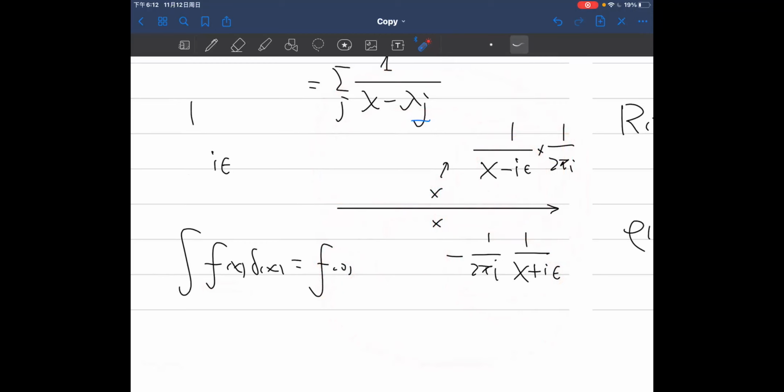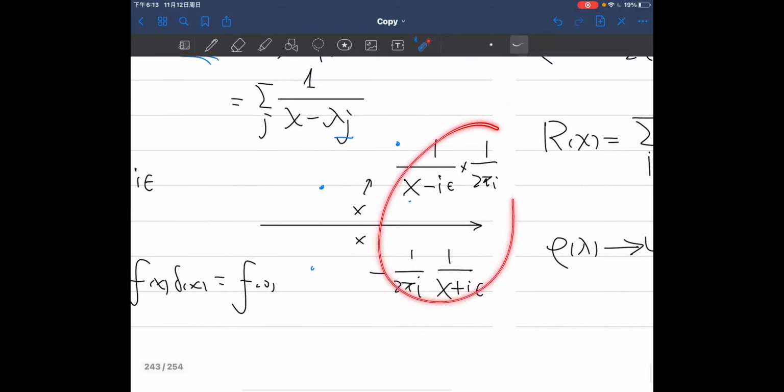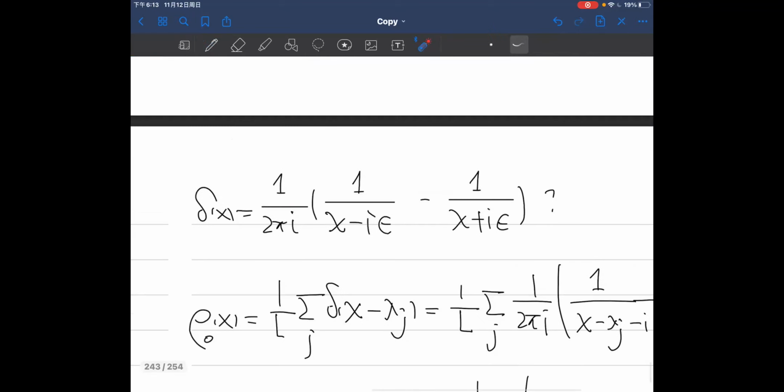But here the question is if f(x) is some function with some poles. For example, the f(x) can have other poles on the complex plane. Then how to fulfill our discussion? Maybe you can just directly check it. That is, you can just write down this function. It is a real function.